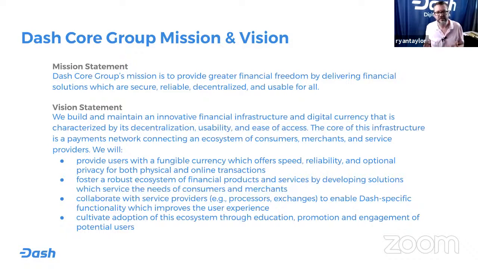Fostering a robust ecosystem of financial products and services. It's one thing to have a great currency, but if you can't use it to do anything, that doesn't deliver a lot of value to consumers or merchants. So we do have a business development team that's committed to doing those things. We collaborate with service providers like exchanges and processors to enable the Dash specific functionality. Again, if exchanges don't honor InstantSend transactions on their incoming deposits, it doesn't really improve the user experience.